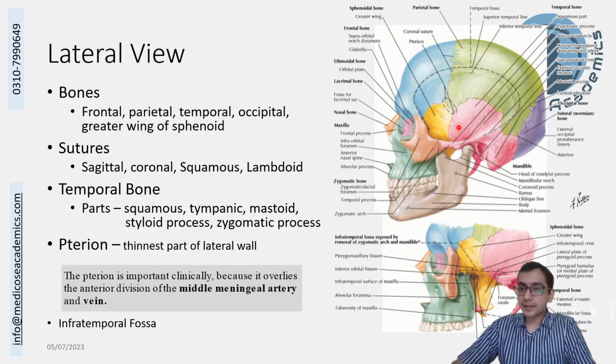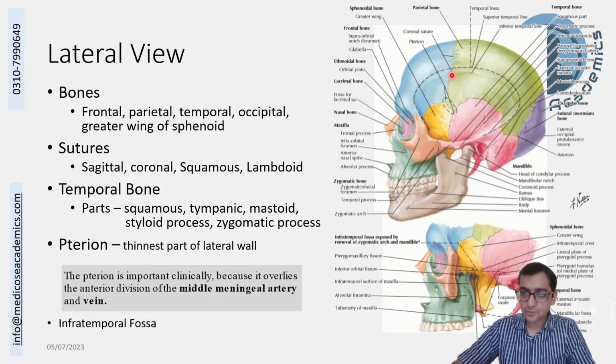So we talked about the temporal fossa. Anterior margin is made by the frontal bone and the zygomatic bone. Superior margin is made by the superior temporal lines. Posterior margin is made by the temporal lines. Inferior margin, I did not discuss with you. Inferior margin, it's a little tricky.